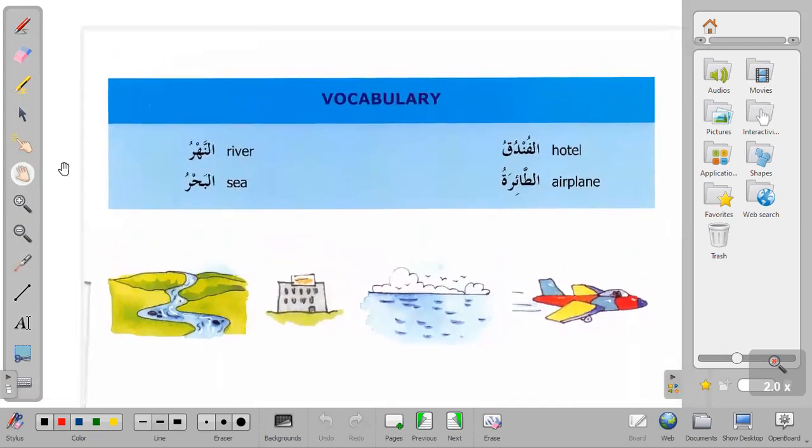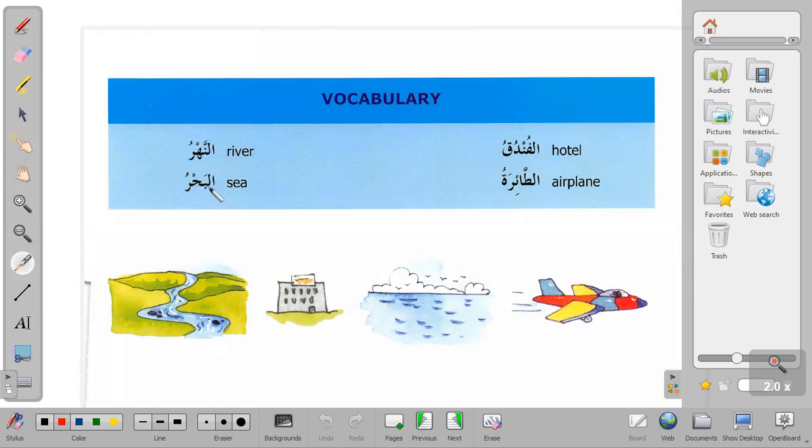So we have here a vocabulary. So when you see this, Kalimatul Jadida, new words, you know that we are coming to the end of the lesson. So we have here, as you can see, Fundukun, a funduk. The hotel, right? We have Ta'iratun, is the plane, an aeroplane. We have river. Okay, the river is the Nahr. And then we have Al-Bahru. Al-Bahru is the sea. Okay, it's the sea.